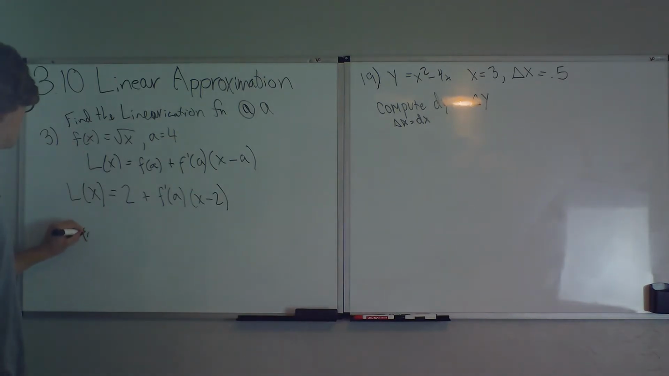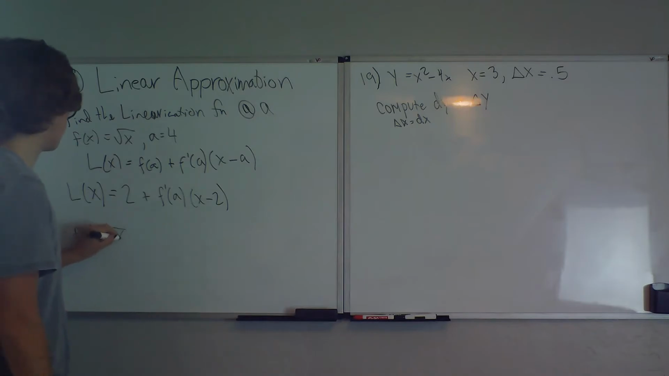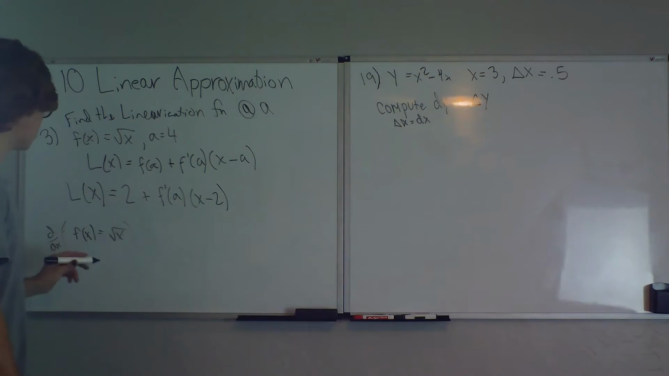F prime of x is equal to square root x. So then we do, f of x is equal to square root x. Then we take dx on both sides, right?